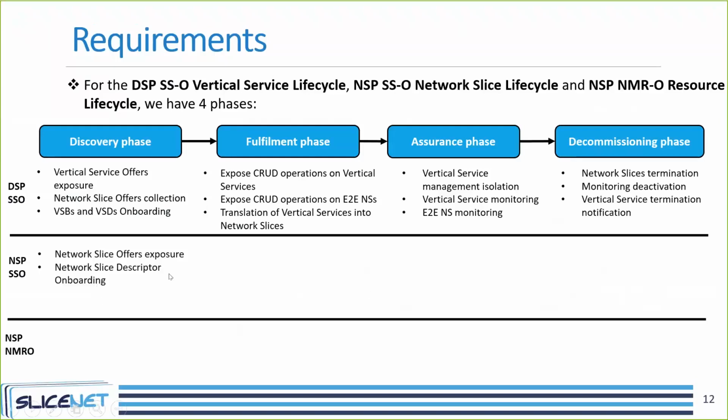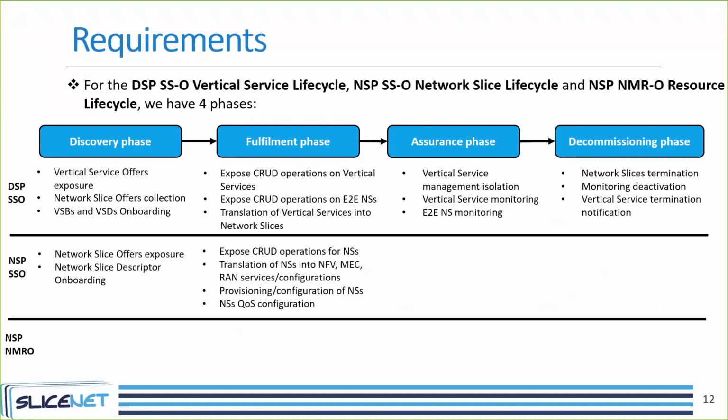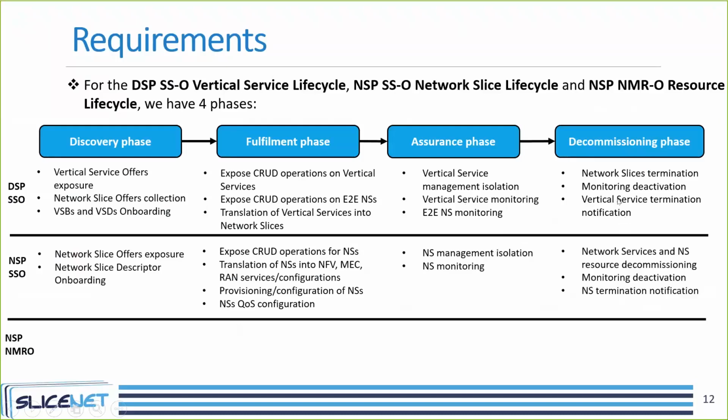The NSP SSO in the discovery phase will offer network slices to the DSP, and we will onboard the network slice descriptors. As you can see, there is a pattern here in terms of producer-consumer. And again, in SSO, we have the exposed CRUD operations for network slices, translation of network slices into the network services that we will need and configurations that we will need, provision configuration of network slices, and network slices quality of service configuration. Assurance phase, the management isolation and the network slice monitoring. The decommissioning phase, when the network slice instance is terminated, we need to terminate, and the monitoring activation, notification that the network slice is terminated, and so on.